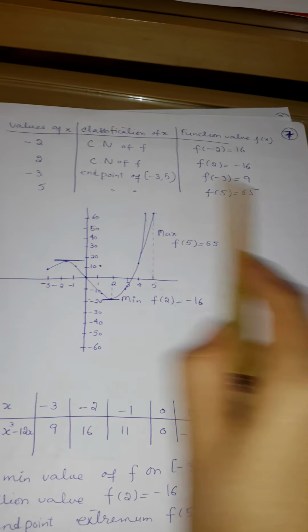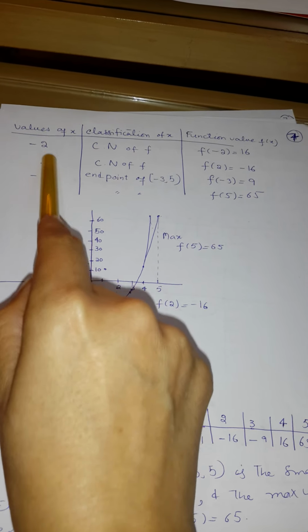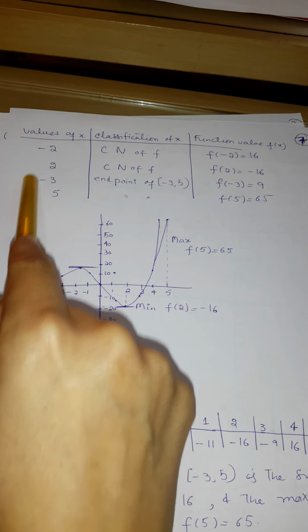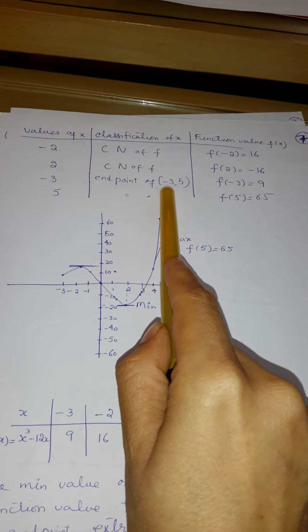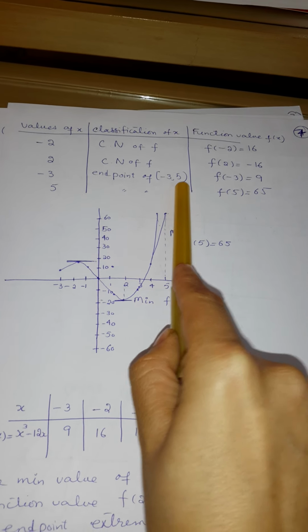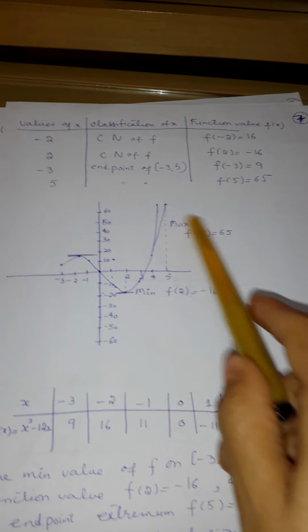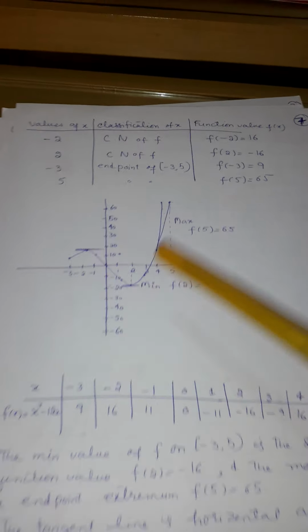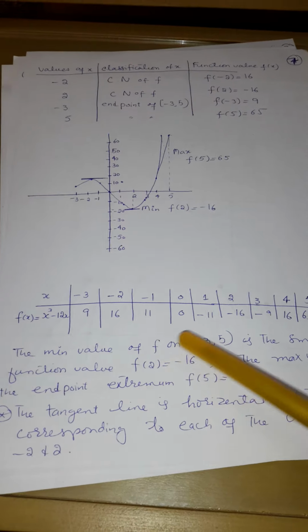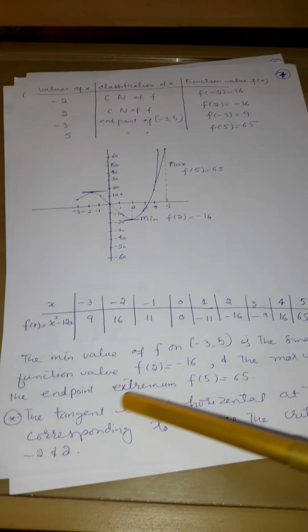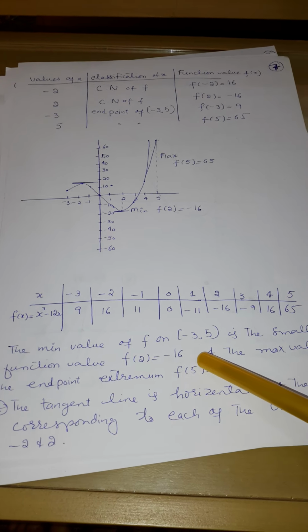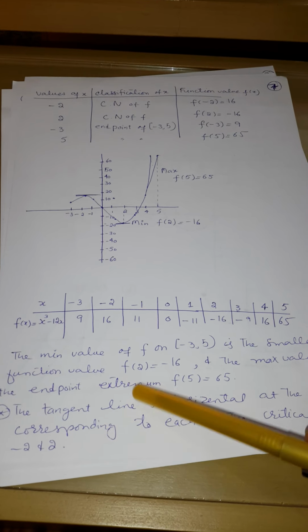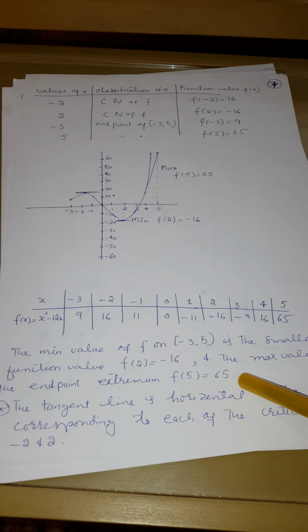So you will find the maximum or minimum value, first for the critical points, then for the endpoints of the interval. The endpoints of the interval are minus 3 and 5. So we will obtain the maximum and minimum value here. Now the minimum value of the function is the smallest function value, which is minus 16, and the maximum value is the endpoint extremum f of 5, which is 65.